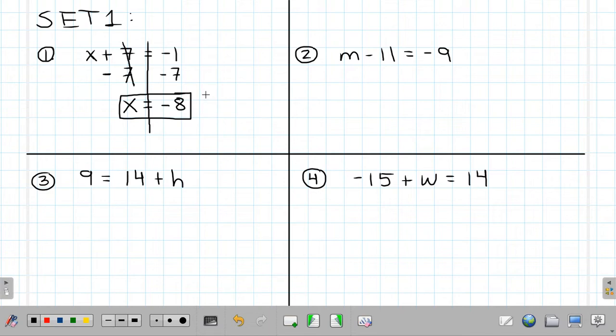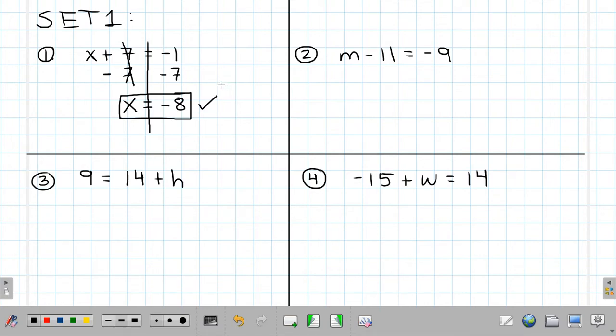I'm not making you actually write out the check every single time. Okay. But good practice is, you have -8 here. Well, if x is -8, plug it back into your equation. So like we've done before in terms of variable substitution, take -8, plug it in for x. -8 plus 7, well, that's equal to -1. So that means our answer is correct.